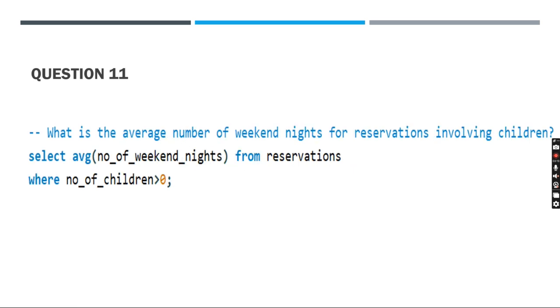The next question, the average number of weekend nights for reservations including children. So just to filter reservations involving children, we use this condition. And then we just select the average number of weekend nights.